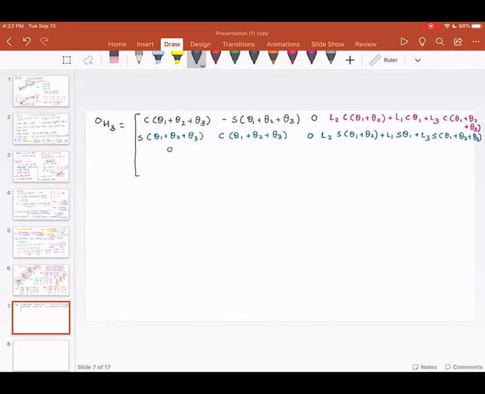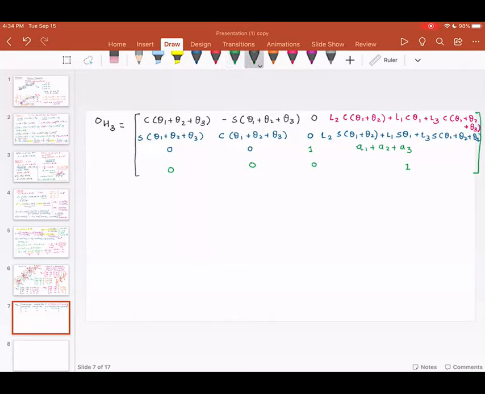Then we have a 0, 0, 1. Here we have A1 plus A2 plus A3, and then we have 0, 0, 0, and 1. So this is the homogeneous transformation that we derived in MATLAB. Now we have to solve this homogeneous transformation.